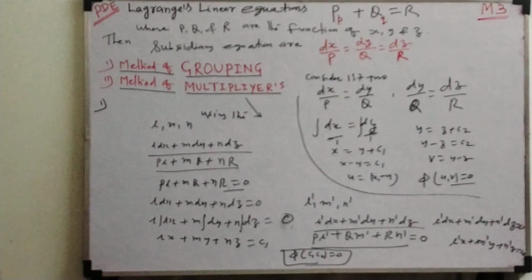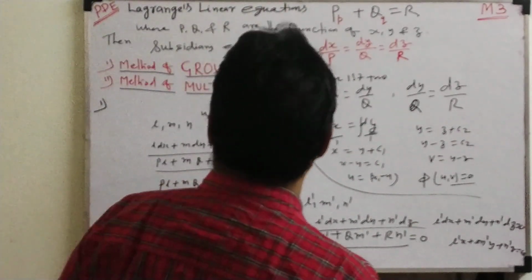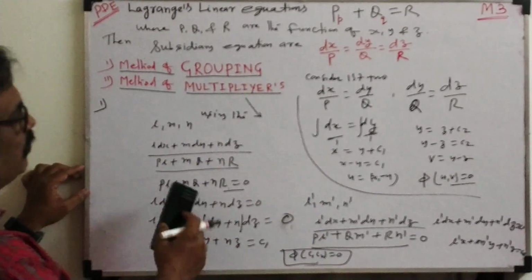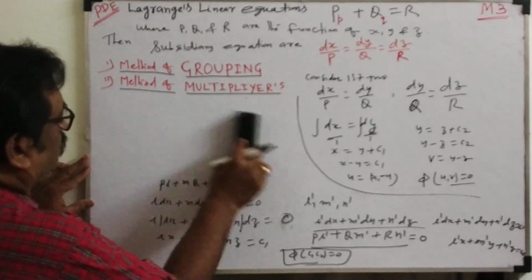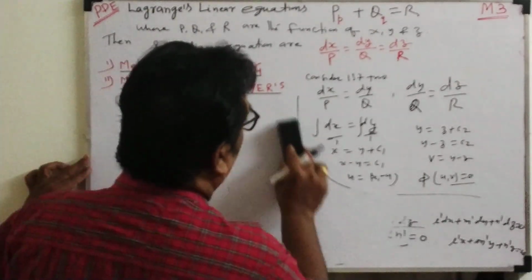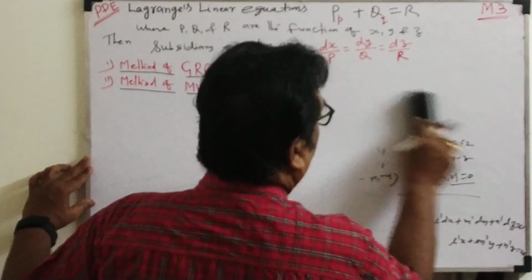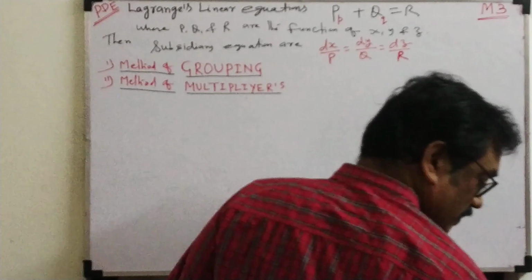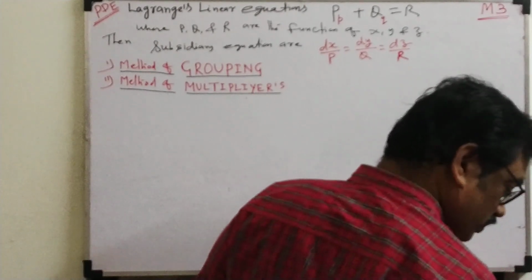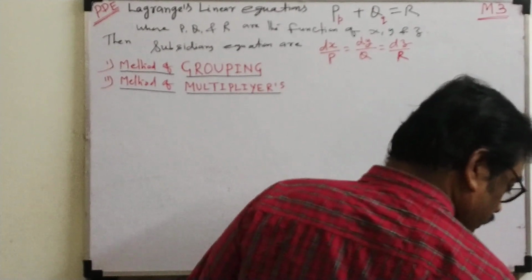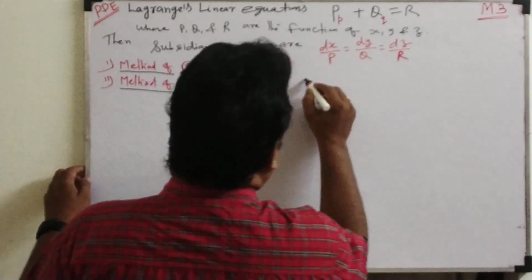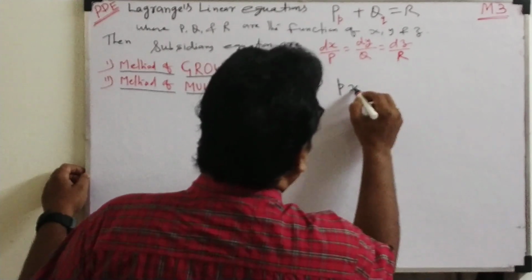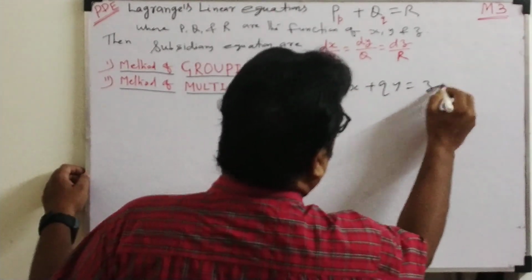This is the theorem. Now we'll see one simple problem for both methods first. Okay, so I'm going to rub this out now. Now we'll take one simple question. First we'll take method of grouping questions, starting with simple ones. The problem is px plus qy is equal to z.